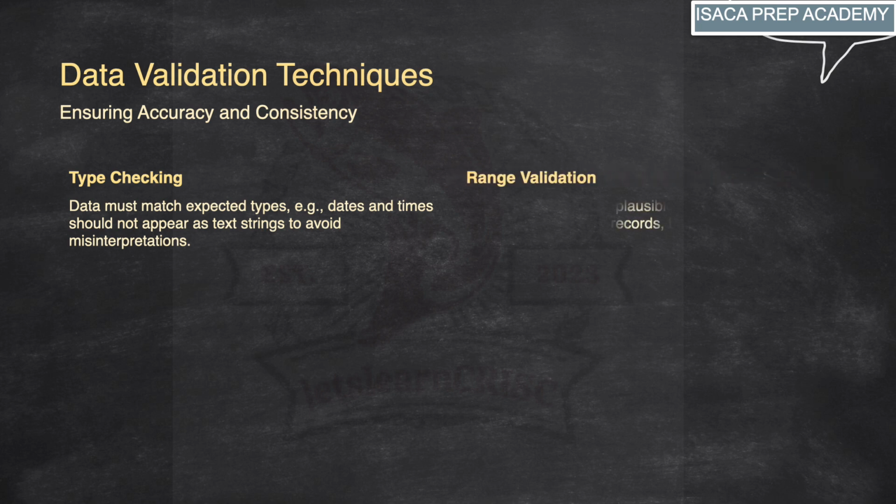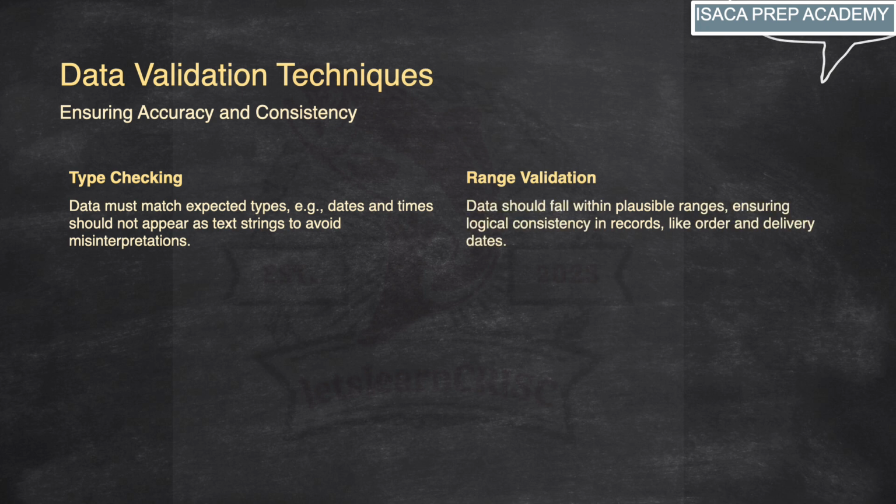Next, about range validation. Friends, range validation is the process of ensuring that the data falls within expected and plausible ranges. And this helps maintain logical consistency in records such as orders and delivery dates. For instance, friends, if you are tracking delivery dates for packages, it would not make sense for a delivery date to be before the order date. So by validating that the data falls within realistic ranges, we can ensure that the records are accurate and make sense. And this prevents errors and inconsistencies that could lead to confusion or incorrect conclusions when analyzing the data.